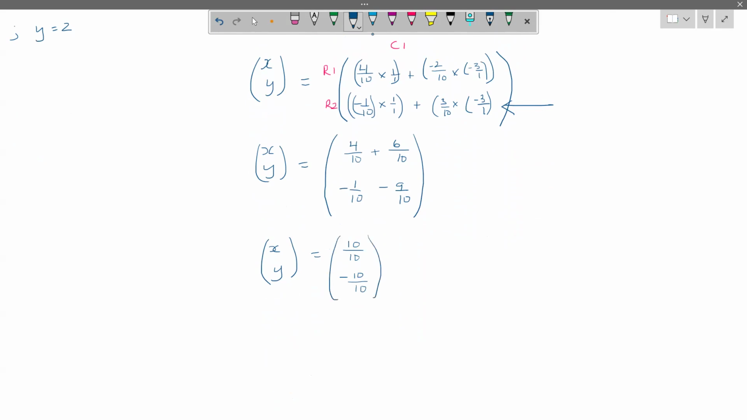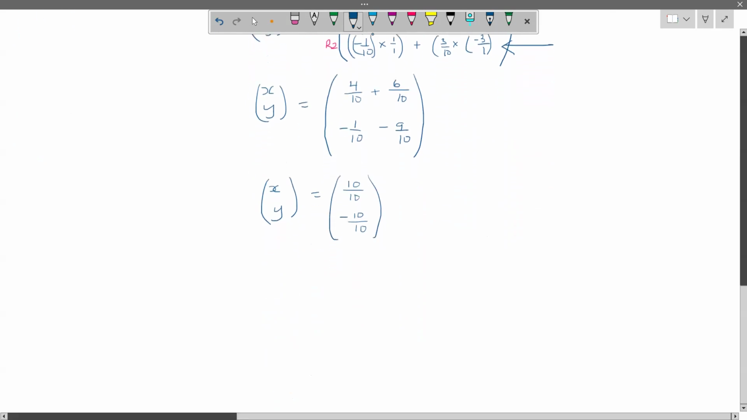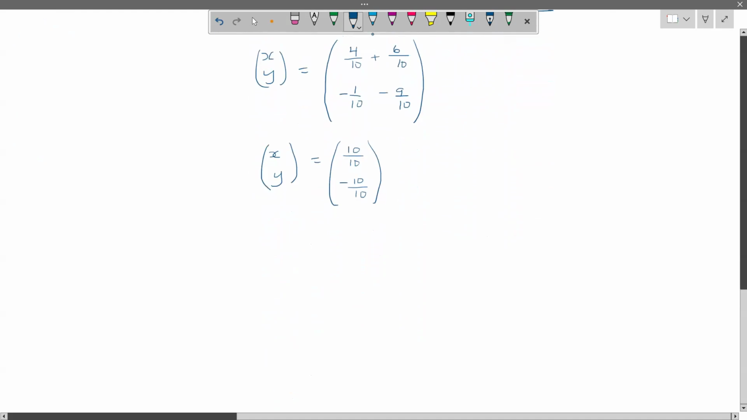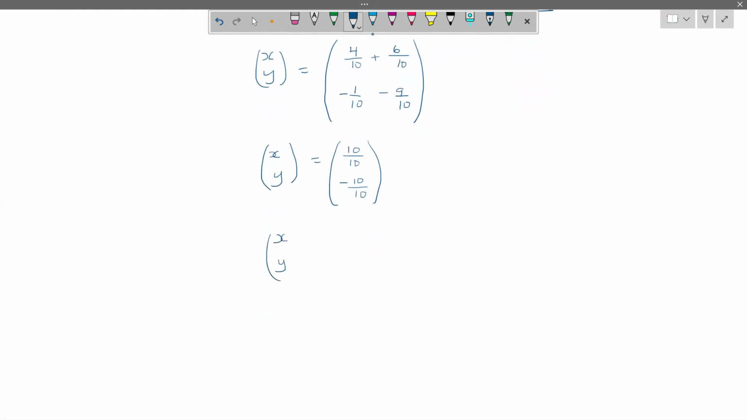And this is why I said don't reduce them. Right? Leave them as they are in the fraction. As you continue to work out the question, it will work out. So 10 over 10 will give us 1. Negative 10 over 10 will give us negative 1. So our answer is x is equal to 1, y is equal to negative 1. Everybody got that? Yes, sir. Nice.